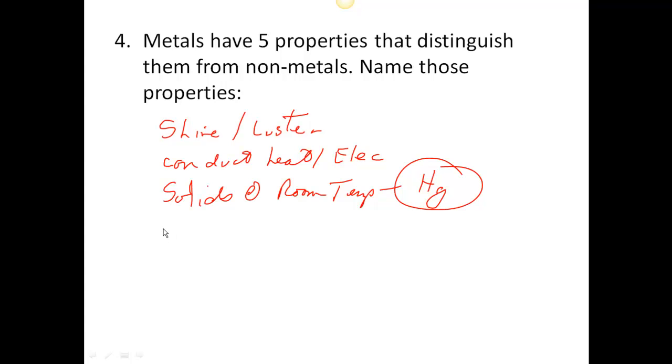What else when you think about metals? Well, we can take metals and we can pound them into a sheet. That's called malleable. We can flatten them. And the other thing that we can do is make wire out of them. We can pull them or draw them into a wire, and that's called ductile.